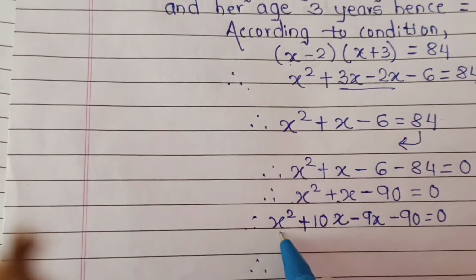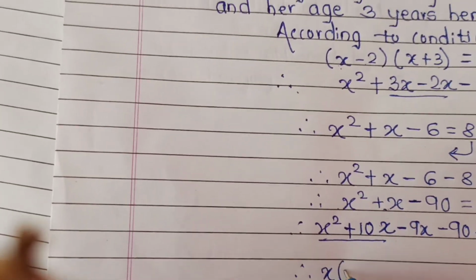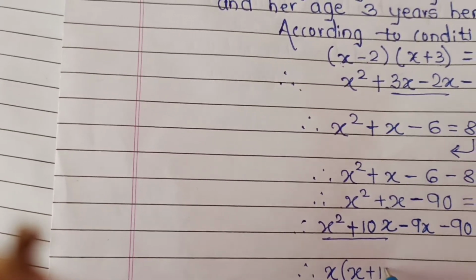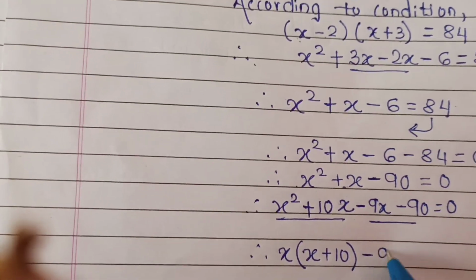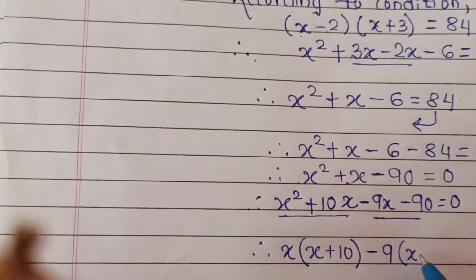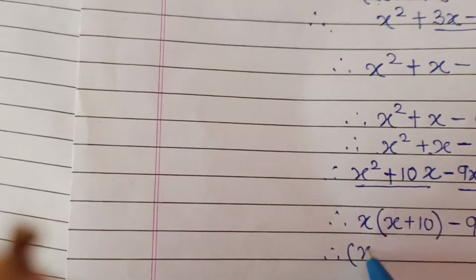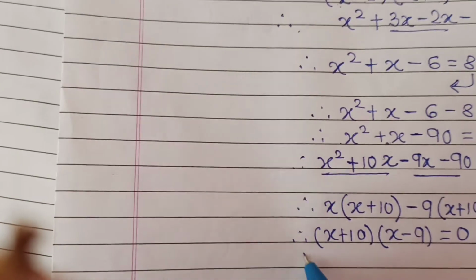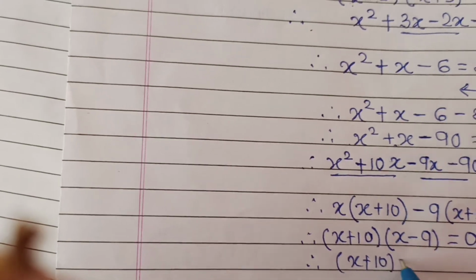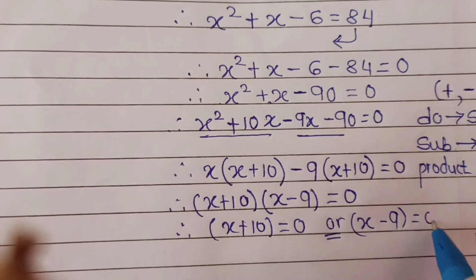So now let us find out what's common in the first two terms. x is common. What remains in the bracket is x plus 10. From the next two terms, we will be taking minus 9 as common. What remains in the bracket is x plus 10. Let's write the common bracket once and the terms outside the bracket in a new bracket. So you get x plus 10 into x minus 9. Therefore you can say x plus 10 is equal to 0, or x minus 9 is equal to 0.